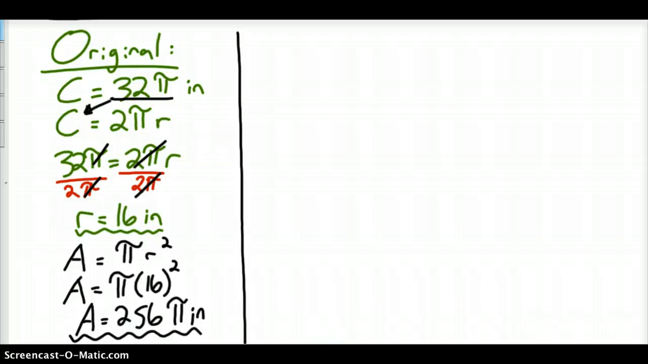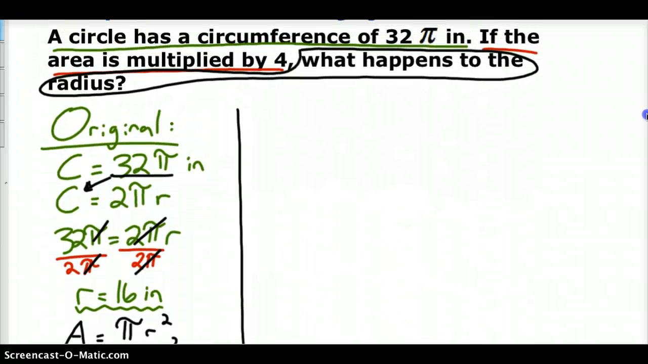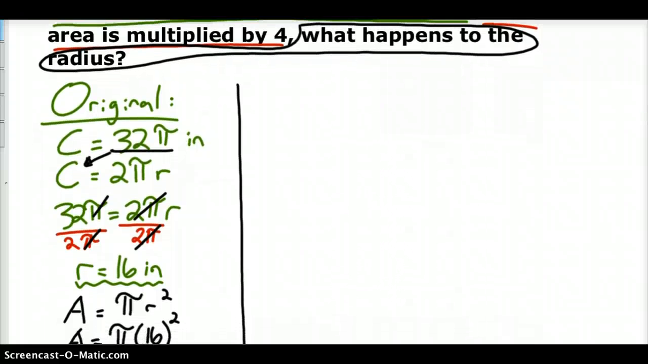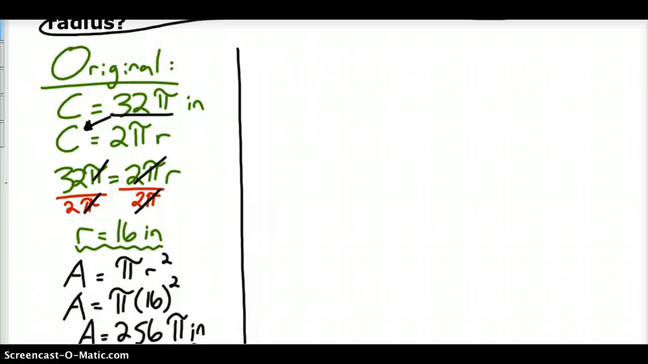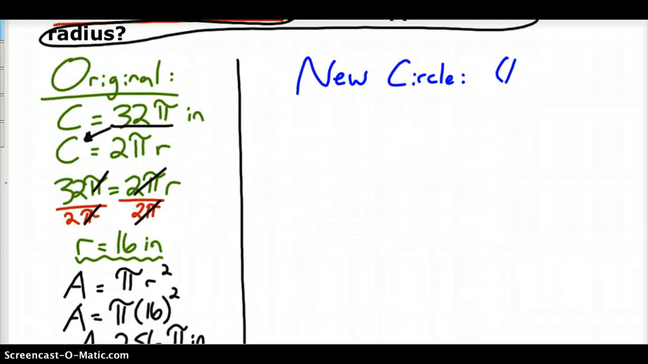Now I can follow those directions for the next part fairly easily. Again, I'm going to go back up to my problem. It says, if the area is multiplied by 4, what happens to the radius? I'm going to call this my new circle. In my new circle, remember, the area is multiplied by 4. I'm going to say area times 4.